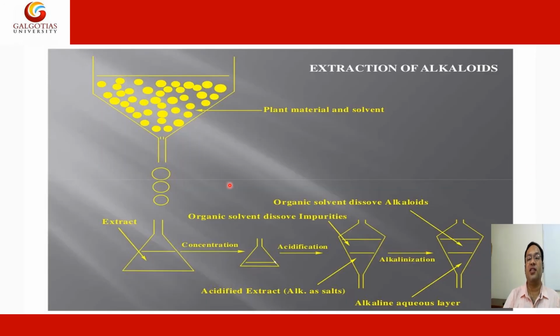So this is the extraction of alkaloids from plant material with a solvent. After some treatment, the extract is concentrated and acidified with alcoholic solution. After acidification, the organic solvent dissolves the impurities. After the impurities are removed, alkalization is done, and all these processes are performed in separating funnels. The alkaline solution's aqueous layer contains the alkaloid drugs.